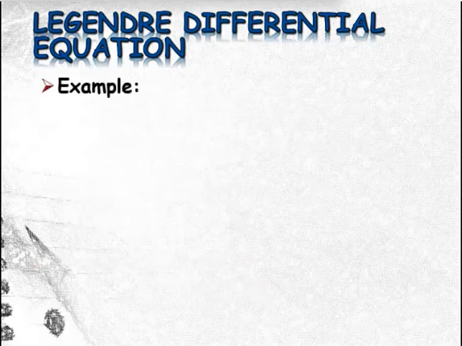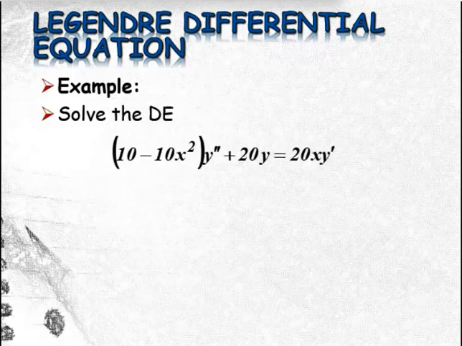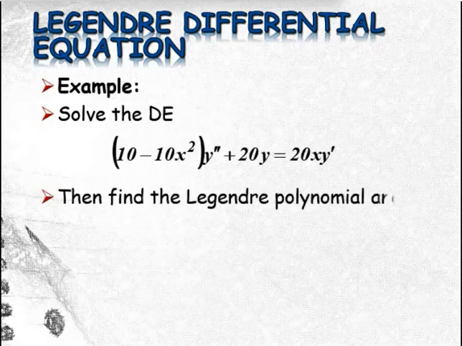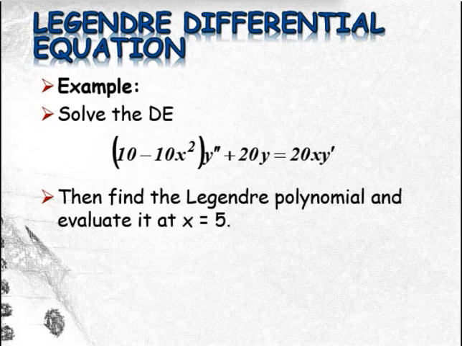Let us have another example. Solve the differential equation given by (10 minus 10x squared) times y double prime plus 20y equals 20xy prime. Then find the Legendre polynomial and evaluate it at x equals 5.